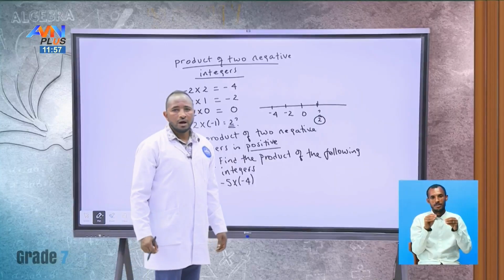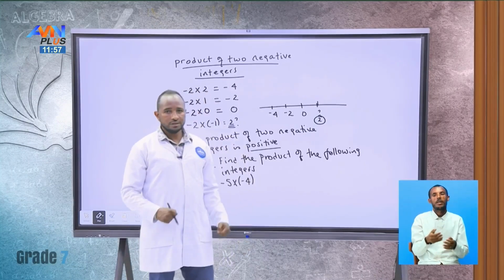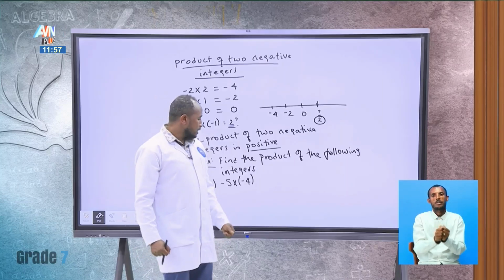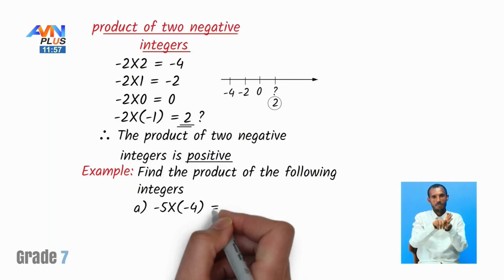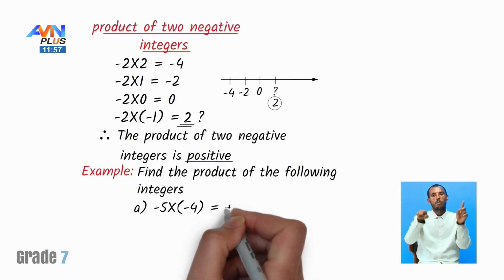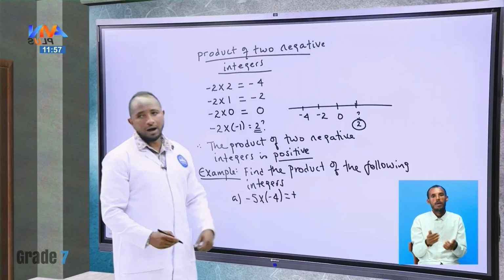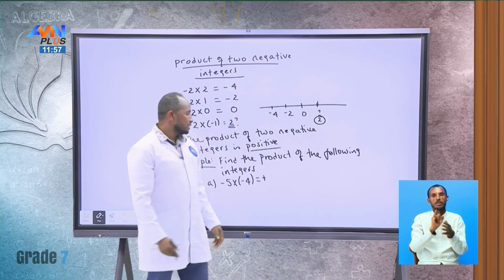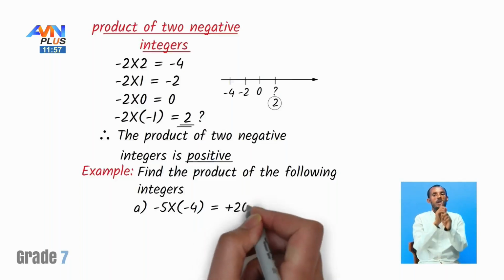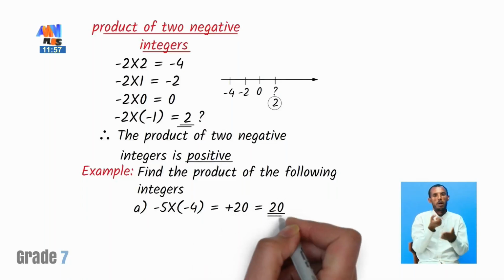Students, have you tried the question? Very nice. Let's see the answer together. As we said, when you multiply two negative integers, the answer is positive, and then just simply multiply 5 and 4. 5 times 4 is 20. Therefore, the answer will be positive 20, or simply we write 20.